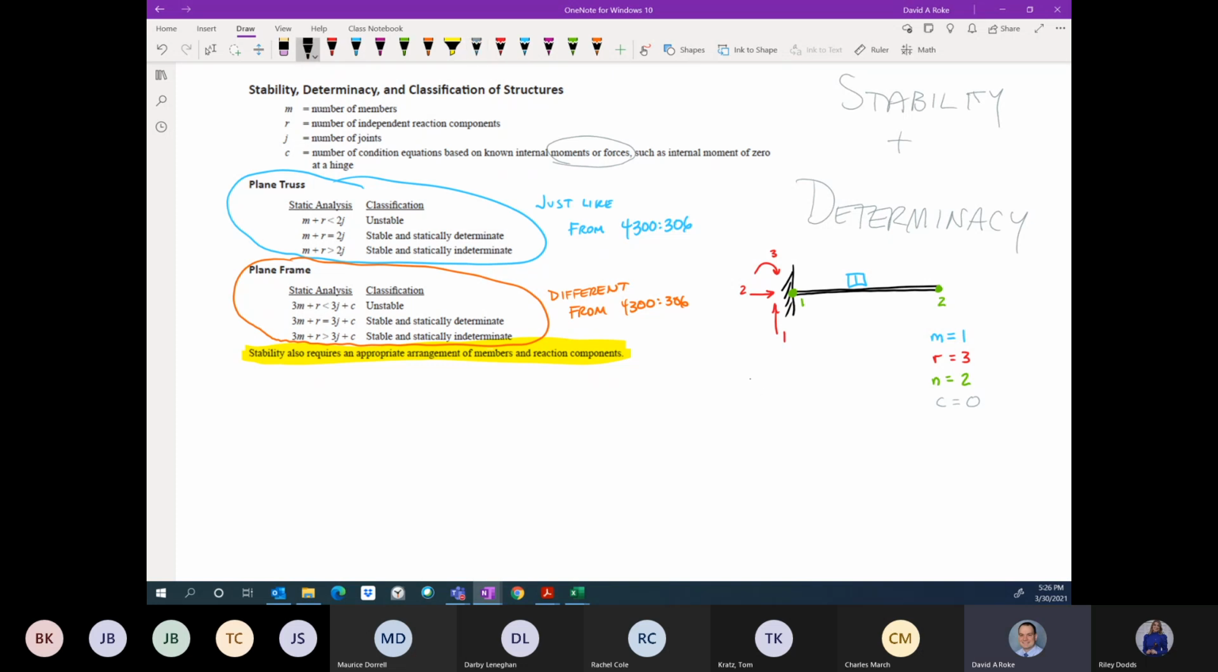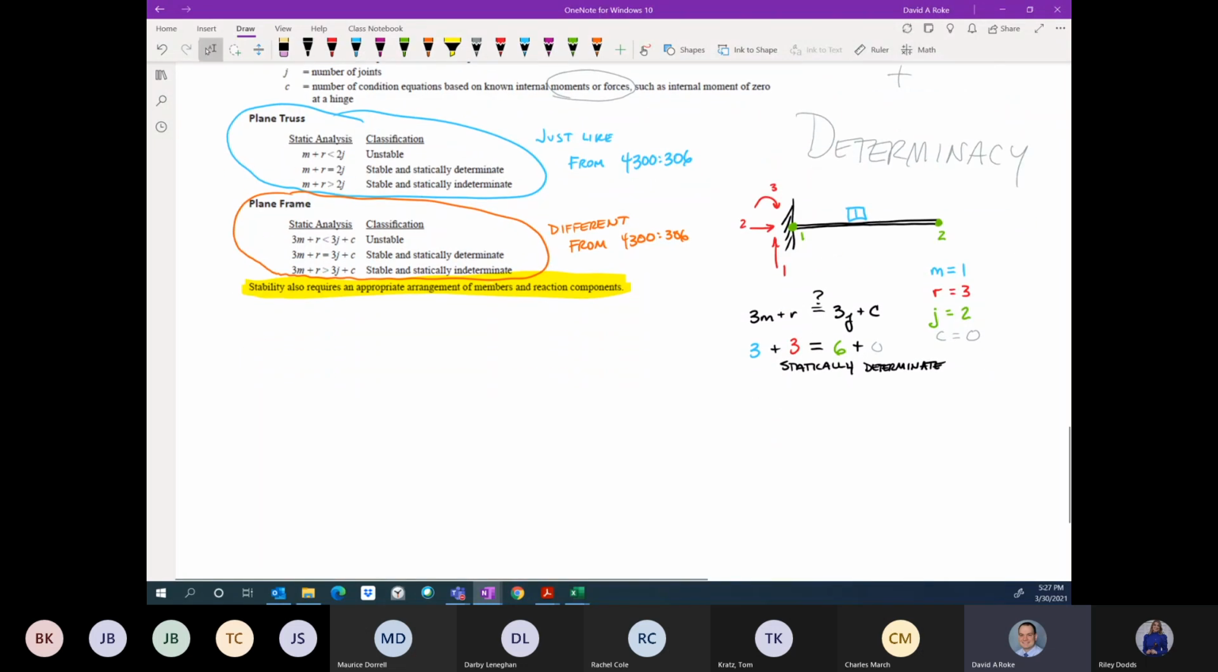And so now I look at 3M plus R and compare it to 3J plus C. So 3M is 3 plus our reactions, which are 3, and we're comparing that against 3J, where I apparently wrote N instead of J, so that's good, keeping myself on my toes. 3J is 6, plus C is 0, and 3 plus 3 is equal to 6. This is statically determinate. And hopefully you did not need me to back this up with math to verify that a cantilever beam is indeed statically determinate. So let's change this slightly.